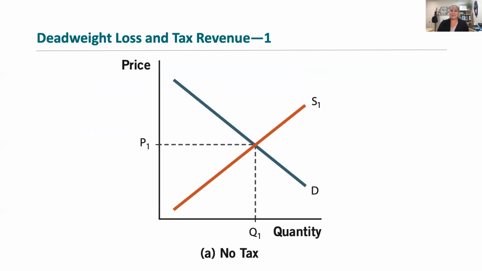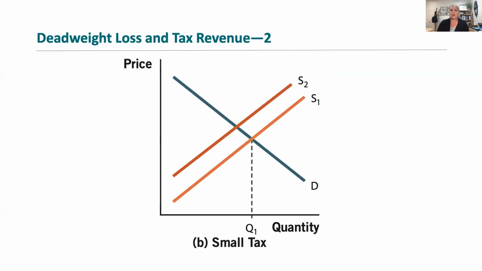Let's look at some examples. Here's a market with no tax and therefore no deadweight loss. Without a tax and without government intervention, a market will naturally move towards equilibrium to get rid of any surpluses or shortages and to maximize total surplus. However, with a small tax, here let's just assume it's levied at the point of production, a small tax is going to shift the willingness to sell of each producer higher than it was before, resulting in a reduction in overall quantity of transactions.